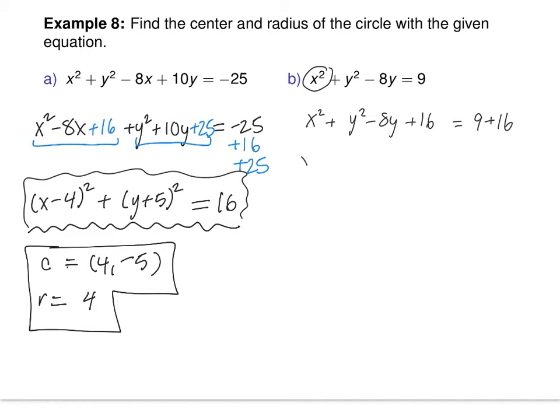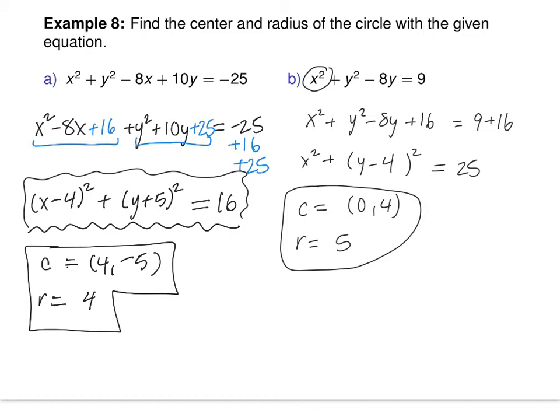So that's going to be x squared plus, how does that thing factor? y minus 4, squared, great, equals 25. And as long as you complete the square correctly, the resulting thing you're going to get will always be something squared, right? Hence the name complete the square. What's the center for this one? And then what's the radius? 5. Great.